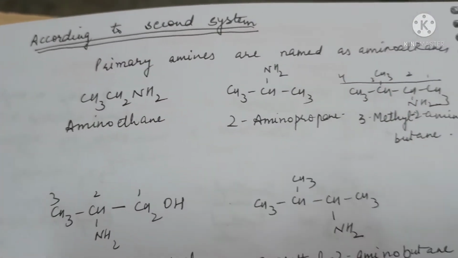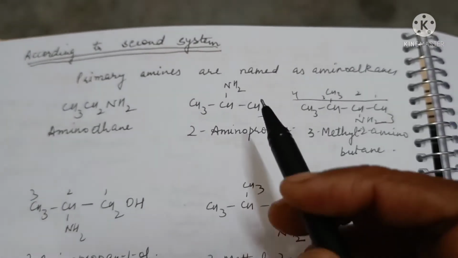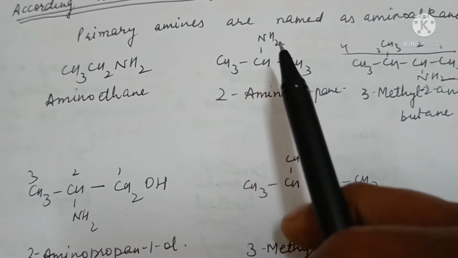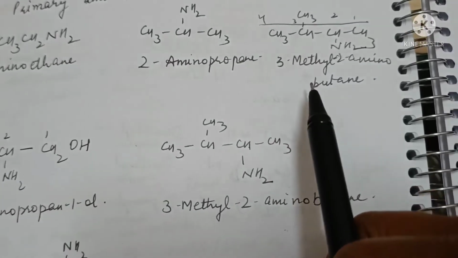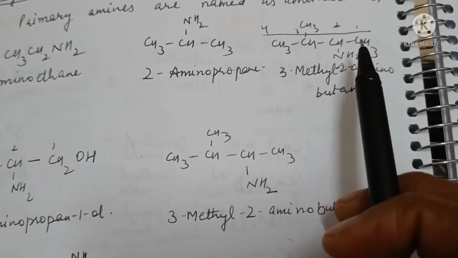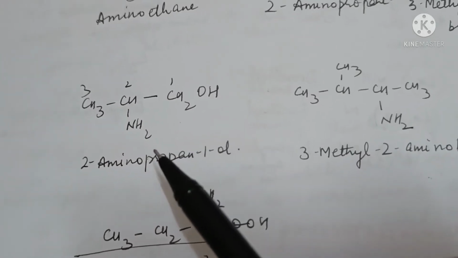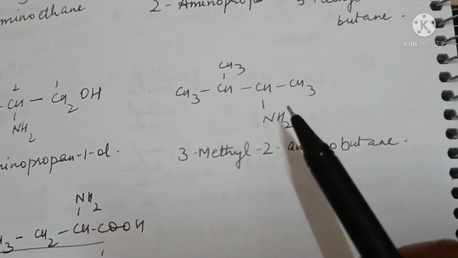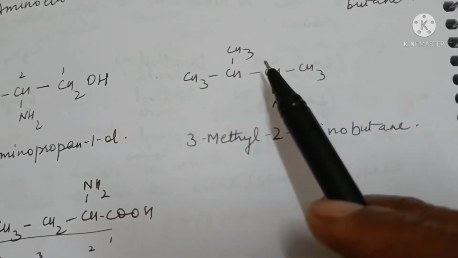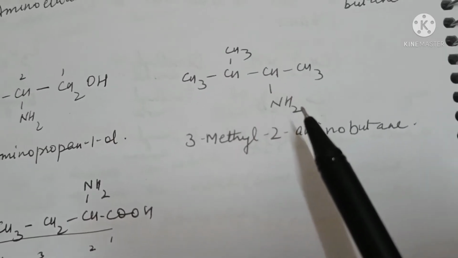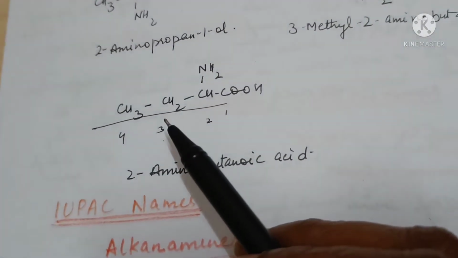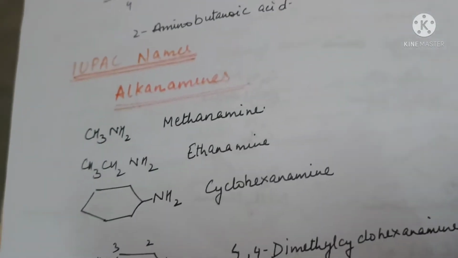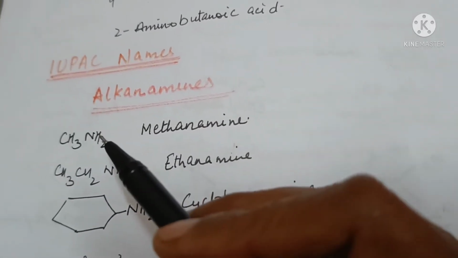According to second system, they can also be called as aminoalkanes. So this is aminoethane, this is 2-aminopropane, 3-methyl-2-aminobutane, this is 2-aminopropanol, this is 3-methyl-2-aminobutane. This is 2-aminobutanoic acid. In IUPAC system of nomenclature, we call them as alkanamines.